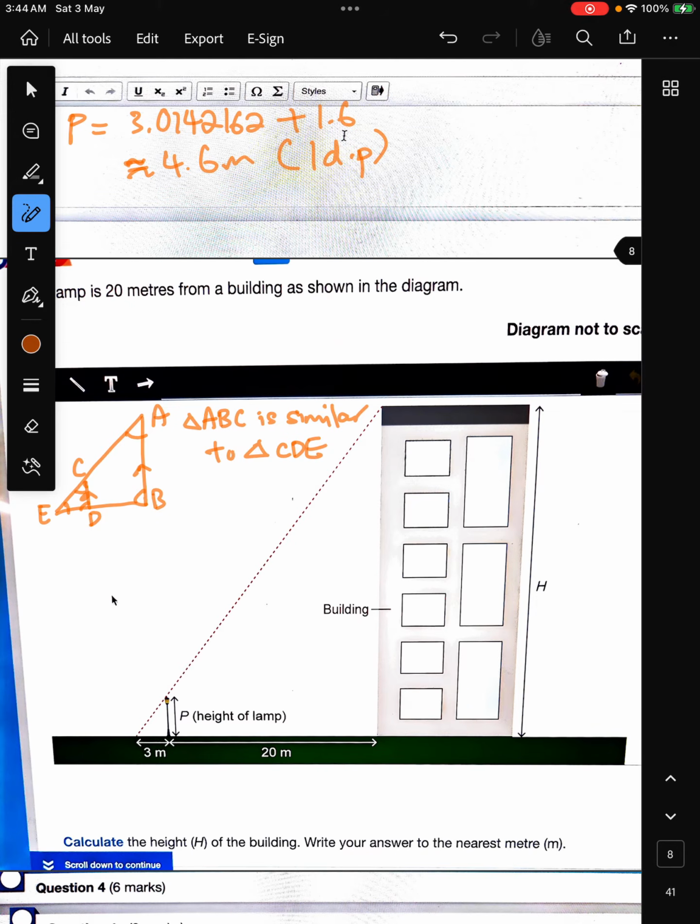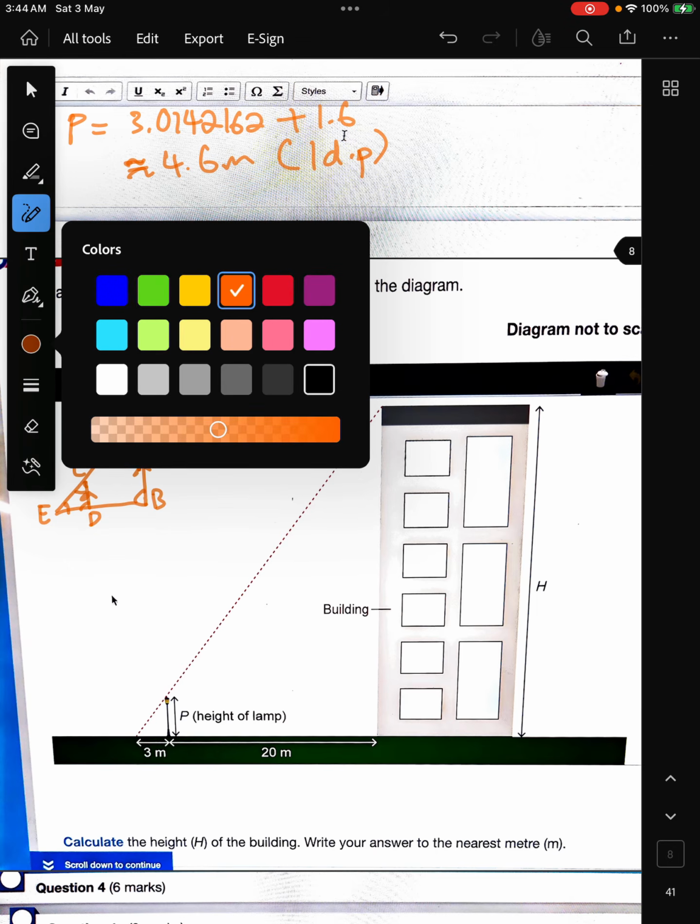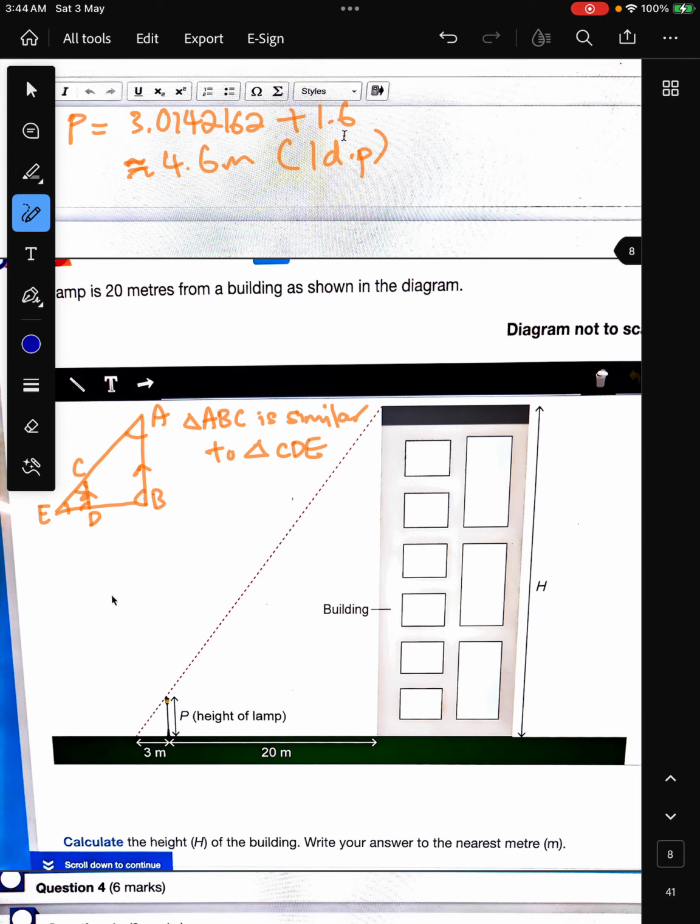Alright, so let's look at this question, and let's put in the numbers here. We know that AB is the height here. I'm going to put this in blue. We know that this length is going to be 3. Then the whole length here is going to be 23, because 3 plus 20 gives me 23, assuming that this is going to be the height as well.